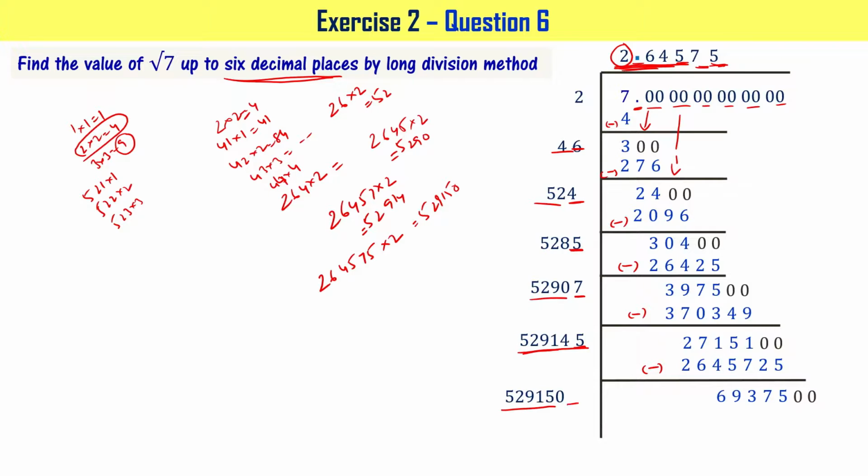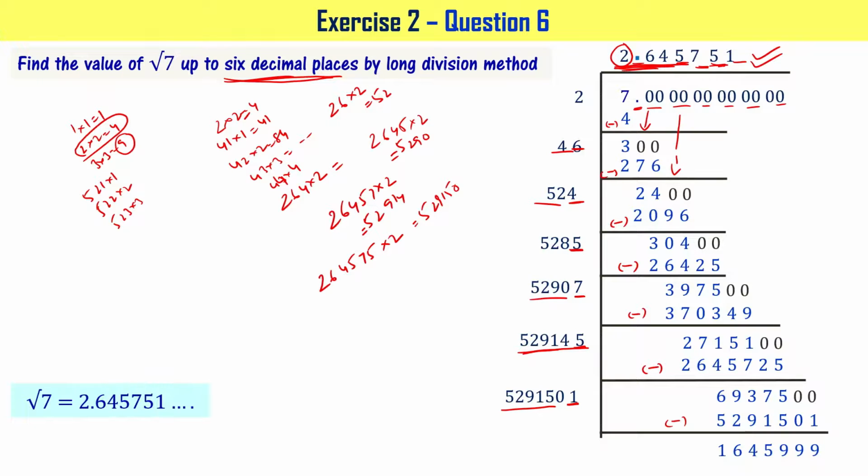Now I have to find one digit here and here so that it becomes 5291501 times 1. When you subtract that, you have 1645999 as the answer, right? Now look at this. We have already got 6 digits which are asked. That's why I'm writing square root of 7 equal to 2.645751 and so on.